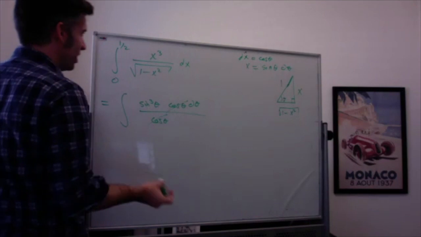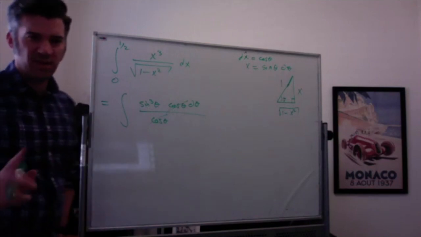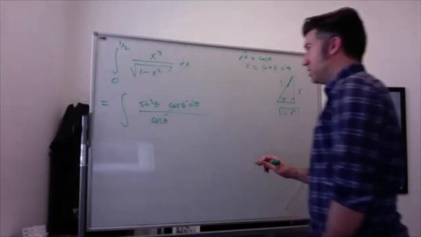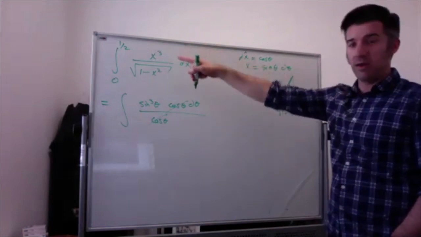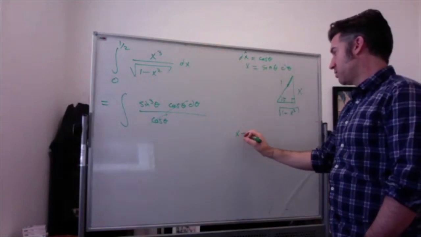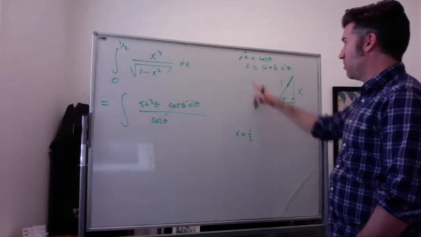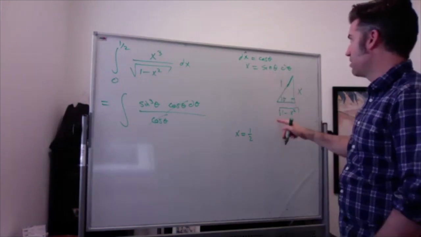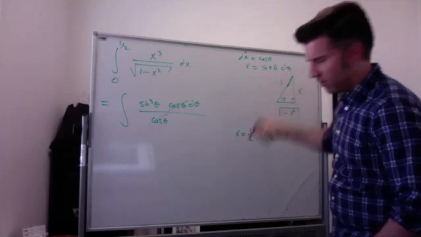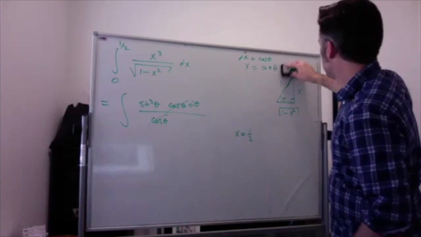So then, we should change the limits of integration. This is the part that's a little bit challenging. If I'm changing the limits of integration, those are x values. So if x equals 1/2, well, x is sine of theta. I wrote my d theta in the wrong spot there. Apologies.